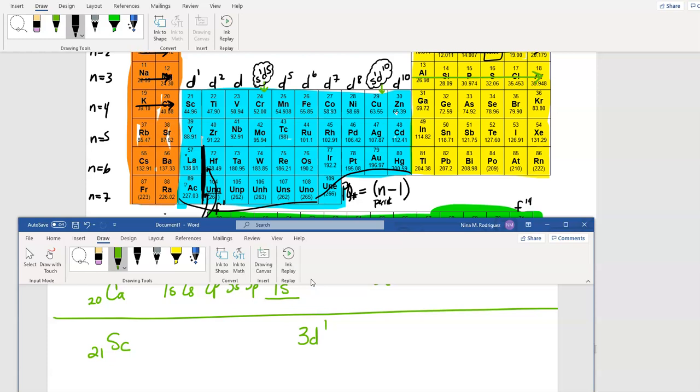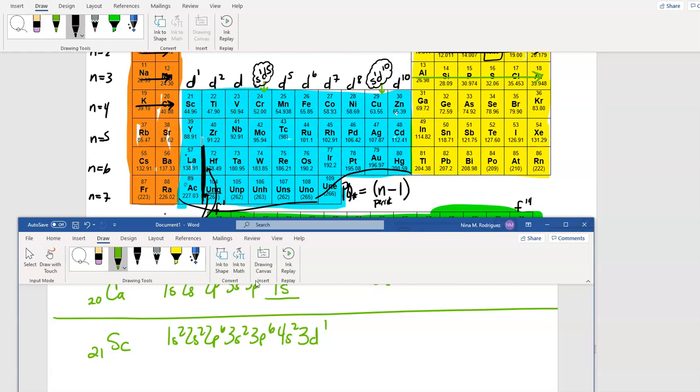Well, what's the beginning of the story? Same as before. 1s2, 2s2, 2p6, 3s2, 3p6. And right there, I'm at Mr. Argon. Now here comes these two called 4s2. And you're like, whoa, Rodriguez, why is that 3D after the 4s?